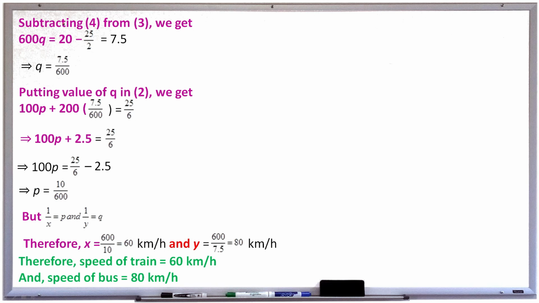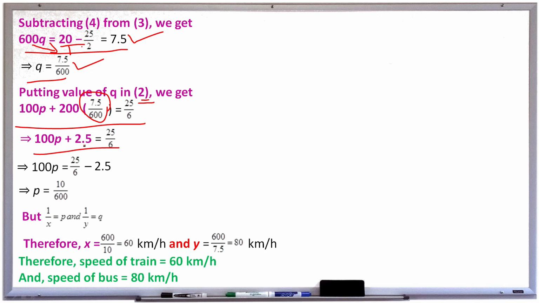Now subtracting equation 4 from equation 3, we get 600q is equal to 20 minus 25 by 2. Taking LCM, 2 is the LCM, and simplifying you will get 7.5. So q is equal to 7.5 by 600. Putting the value of q in equation number 2, we get 7.5 by 600 in place of q, and by simplifying we will get the value of p.